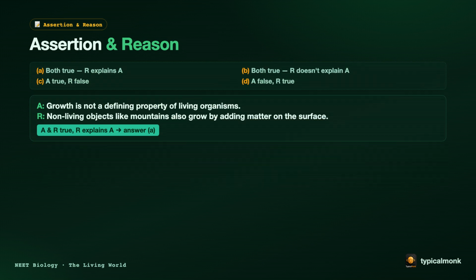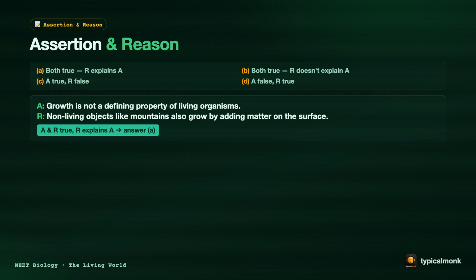Assertion, and reason. Read the options once, then judge each pair. Assertion: growth is not a defining property of living organisms. Reason: non-living objects, like mountains, also grow by adding matter on the surface. Both are true, and the reason correctly explains the assertion.